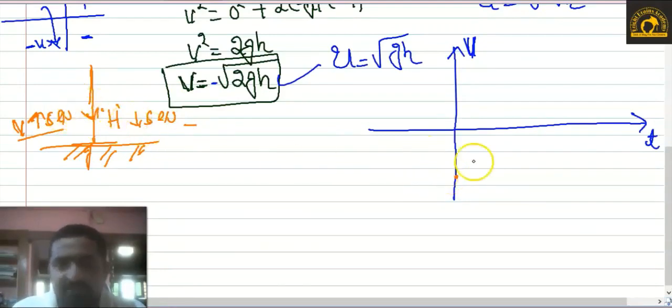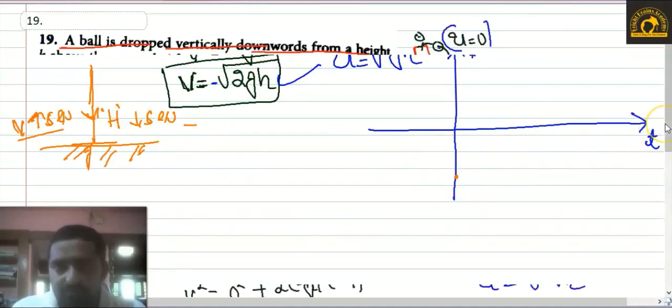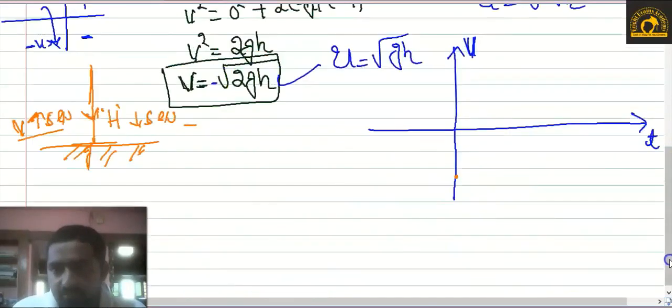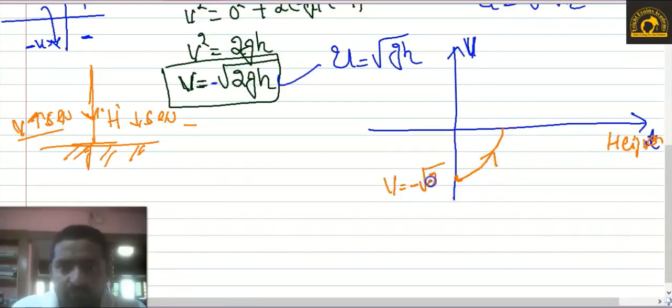The height decreases. So this is the height, sorry, not time, this is height. The height decreases, the velocity is negative and increases. So this is v is equal to minus square root of 2gh.